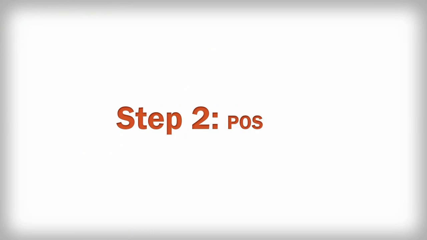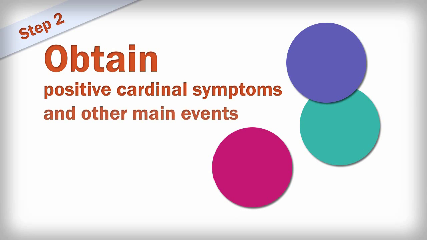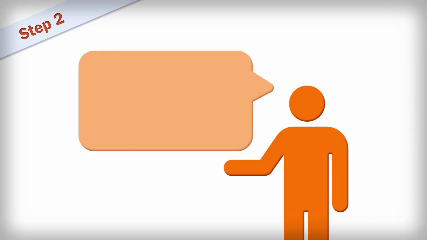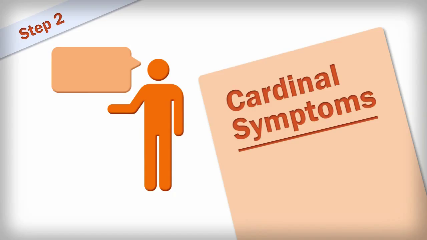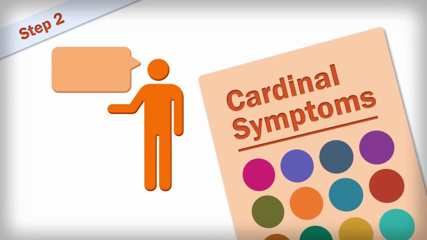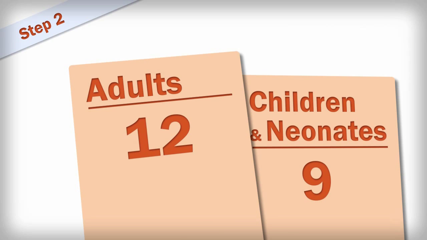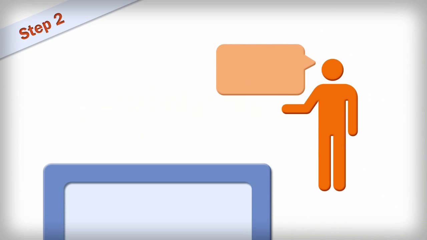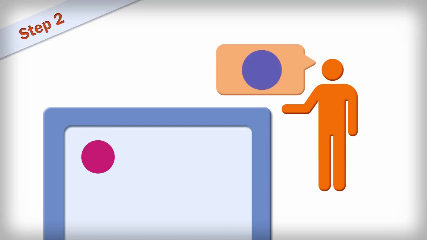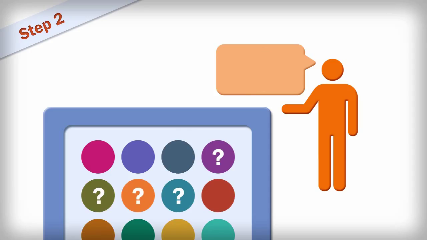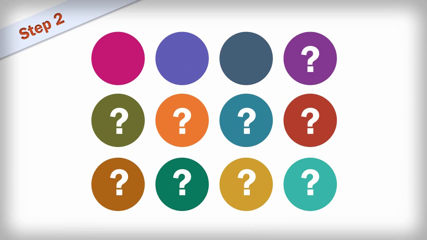Step 2. Positive symptoms. Obtain positive cardinal symptoms and other main events. After listening to the respondent's story, you need to focus on ensuring that you capture the absence or presence of each of the cardinal symptoms. There are 12 cardinal symptoms for adults and 9 for children. Document any cardinal symptoms and the main events the respondent mentions. After they are finished, ask about each of the remaining cardinal symptoms that the respondent did not mention. This way, you will not miss any key points in the history.